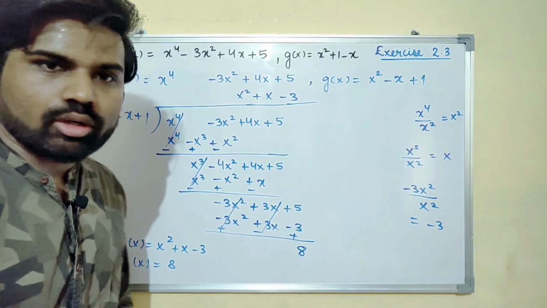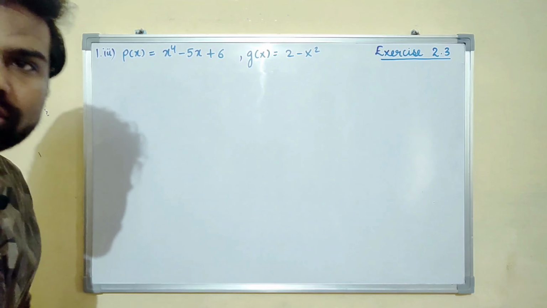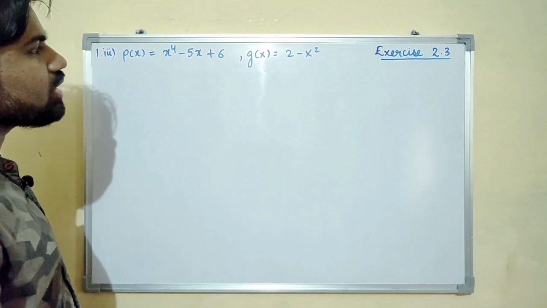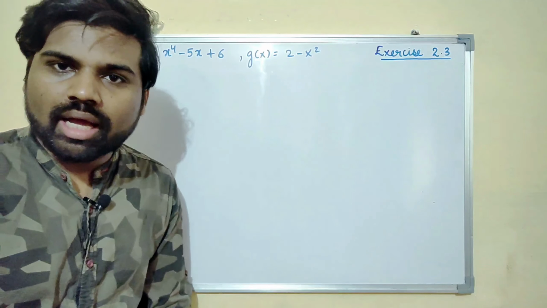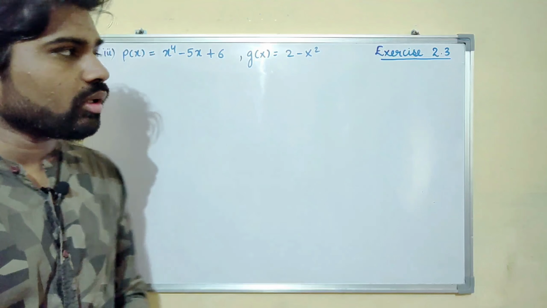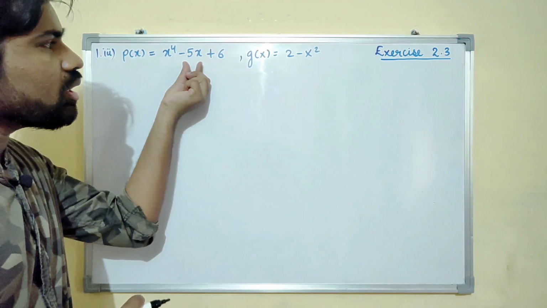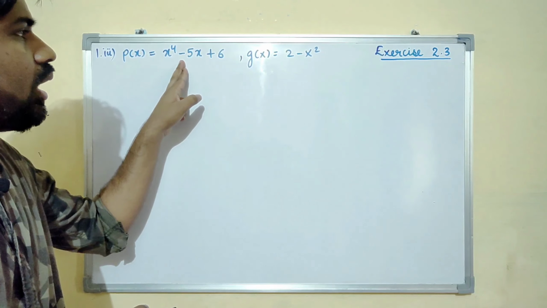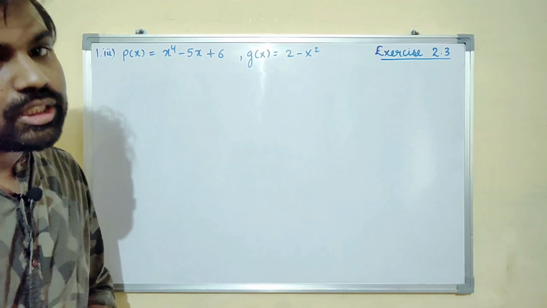Now let us see the third part of this question. The third part says p(x) is equal to x to the power 4 minus 5x plus 6 and g(x) is equal to 2 minus x square. Now first of all, check whether they are in the standard form or not. See, here p(x) is in the standard form, but some of the terms are missing, right? For example, here the x cube and x square terms are missing. So let us leave a space for them.